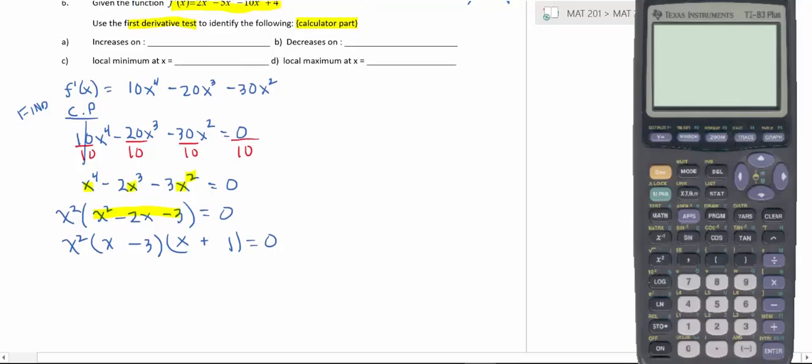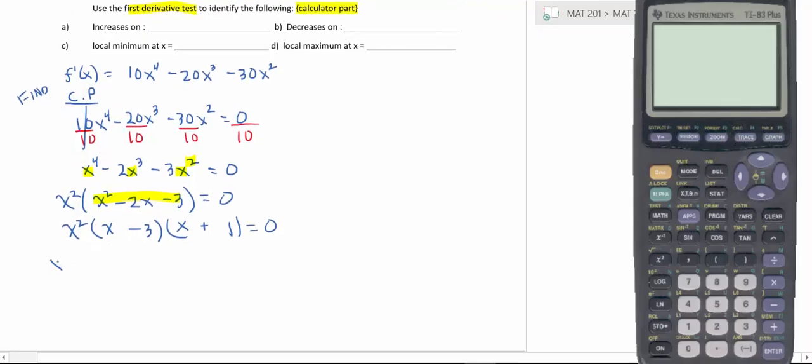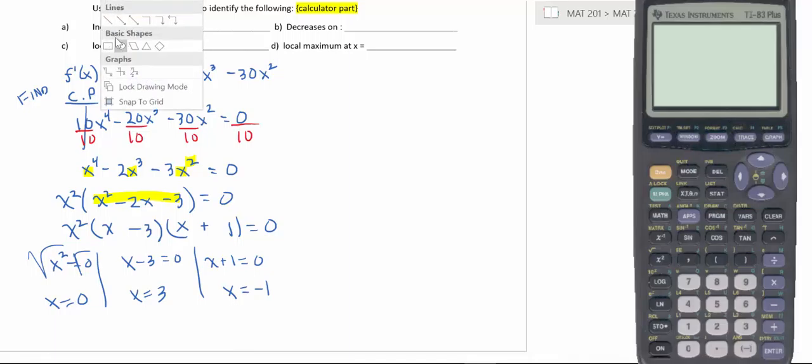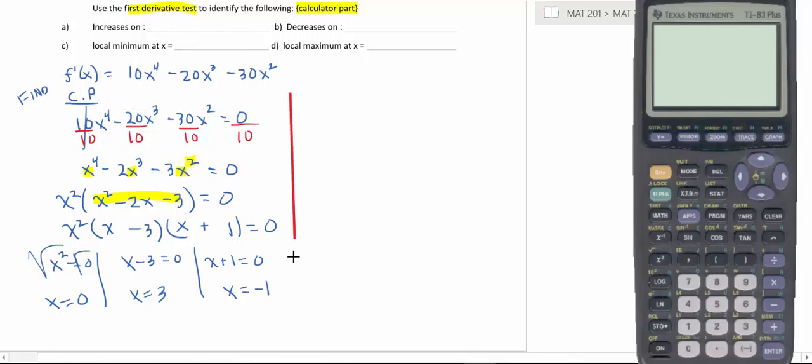So what we're going to do to find our critical points then is we set x equals 0, we set x minus 3 equals 0, and then we set x plus 1 equals 0 like this. Okay, so this is going to be x equals 0. You can do that in your head. This is x equals 3, and this is x equals negative 1. So those are the critical points. So that'll take care of the first part of the problem then.